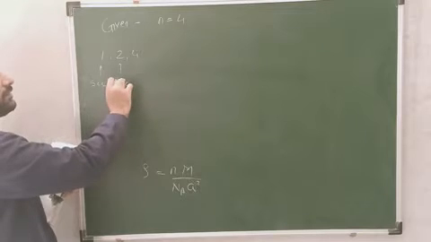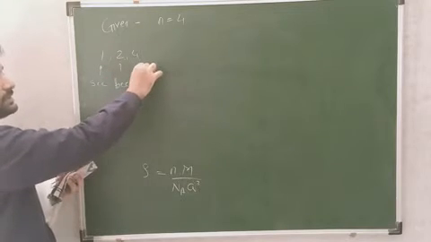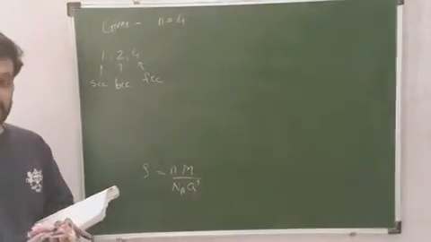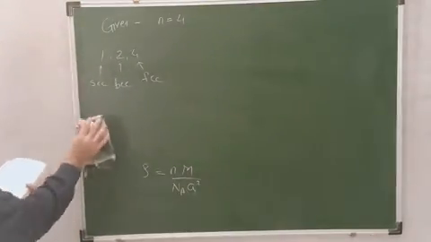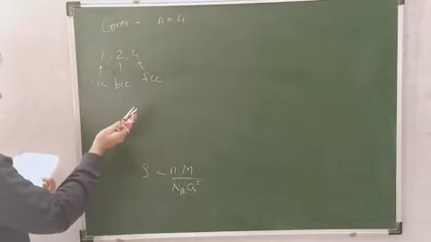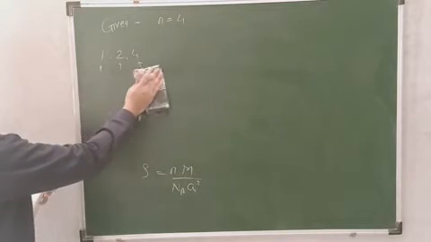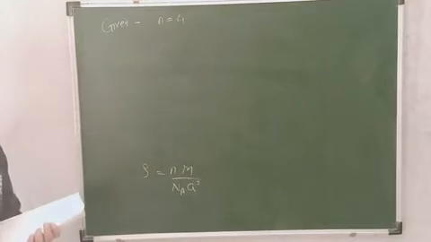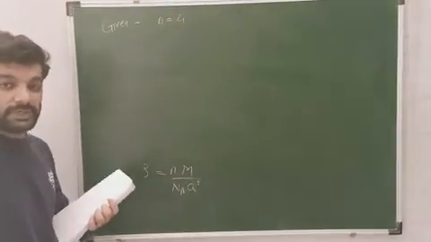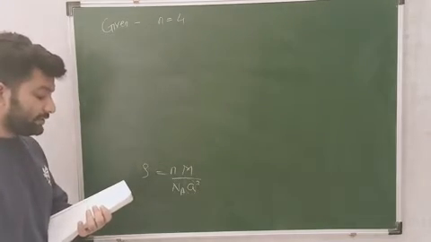BCC. Number of atoms is what? 2 in BCC, and number of atoms 4 is in FCC, that is face centered cubic unit cell. These things you should always remember. If you are not able to remember, then you can try to solve it by understanding. So value of N is equal to 4 depending upon the FCC structure which is given to us.